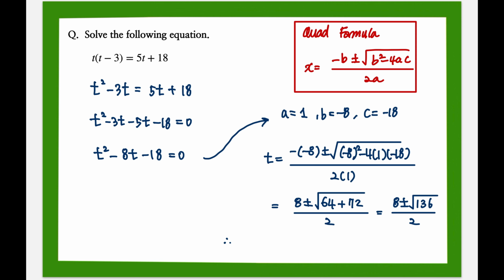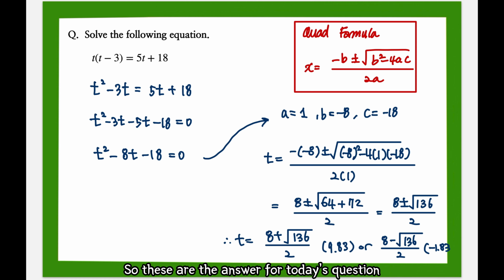Then we could write the t value as 8 plus root 136 over 2, which is 9.83, or 8 minus root 136 over 2, which is minus 1.83. So these are the answers for today's question.